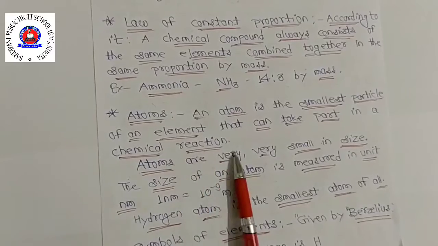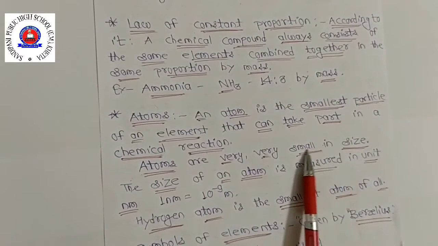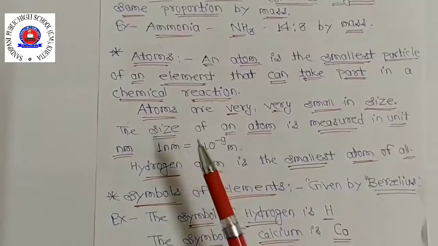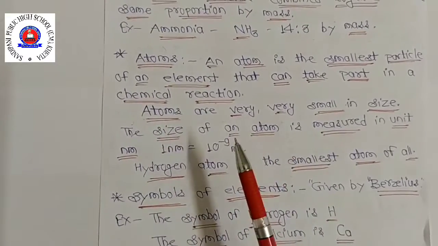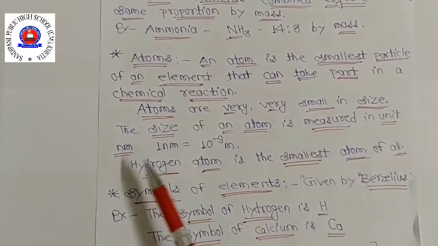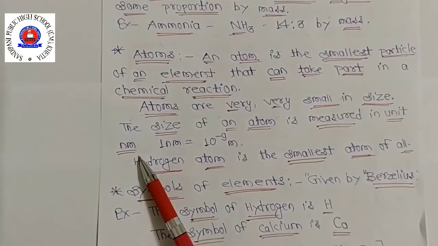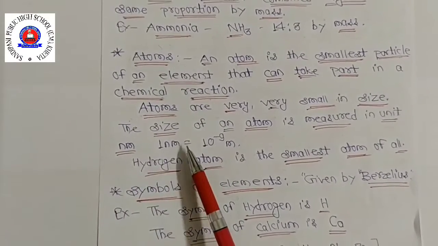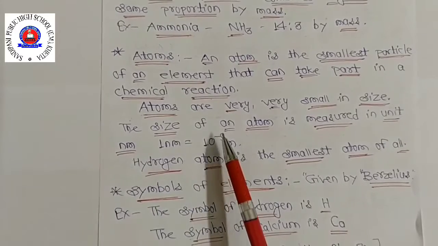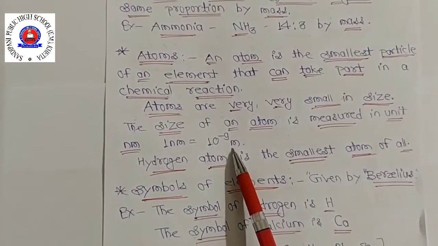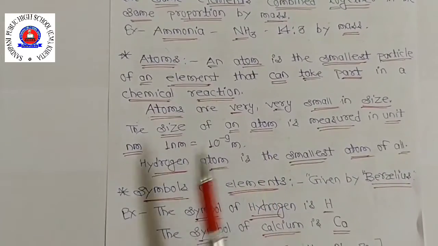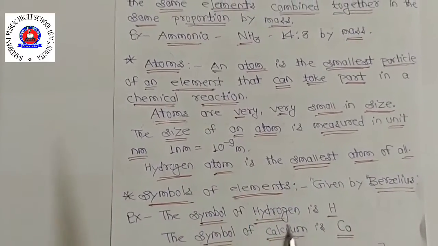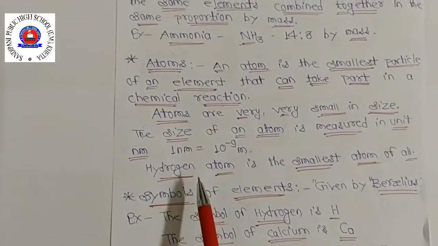So atoms are very small in size, means ये बहुत ही ज़्यादा small size. The size of an atom is indicated by its radius, which is called the atomic radius. The size of an atom is measured in the unit nanometer. So 1 nanometer is equal to 10 raised to power minus 9 meter. Hydrogen atom is the smallest atom of all, means hydrogen atom है वो smallest रहता है, सभी atoms में सबसे smallest क्या है, hydrogen atom.